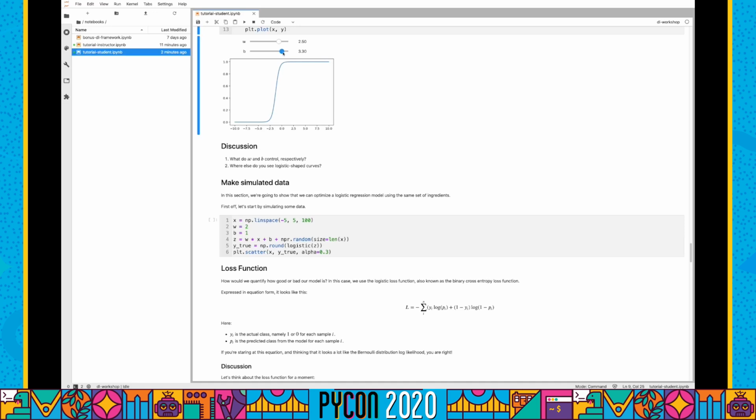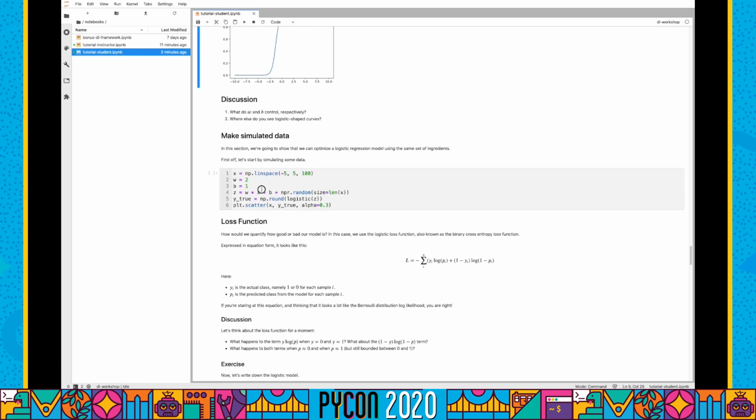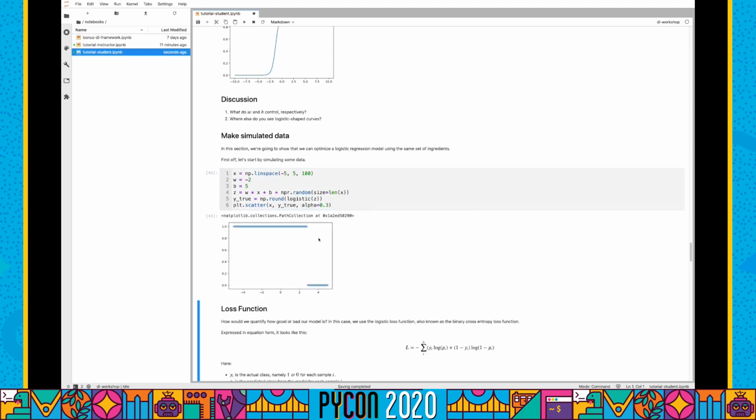We're now going to explore how we can fit a logistic regression curve to our data using the same set of ingredients, namely model, loss, and optimizer. So now go ahead and execute this cell over here while optionally tweaking the parameters if you so desire. I'm going to do w is -2, b is 5. You should get some simulated data that looks something like this.